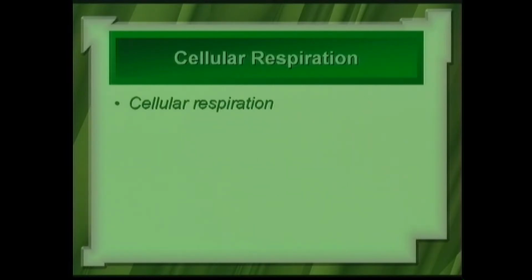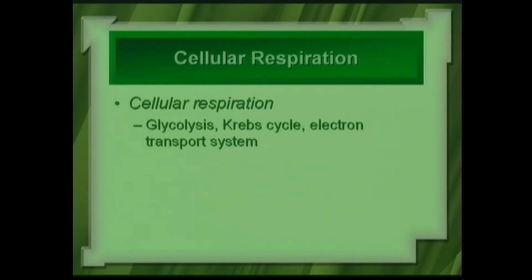Alrighty, so what happens during cellular respiration? You have those 3 parts that we talked about, glycolysis. You can remember glycolysis: glyco means something sweet, lysis means to split or to cut. So glycolysis is the splitting of the glucose molecule, a 6-carbon glucose, to form 2, 3-carbon pyruvates or pyruvic acids.